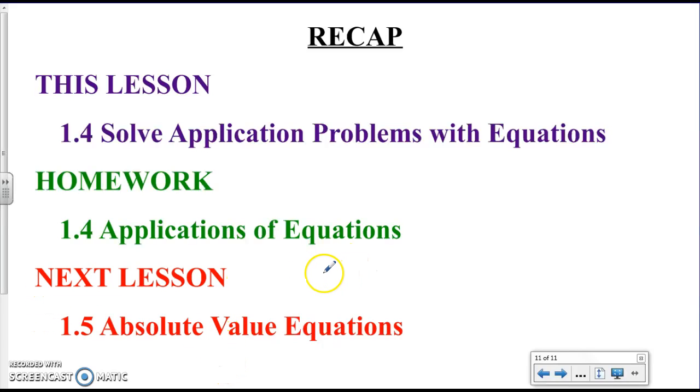And in my classes, if you have extended Algebra 1A, we are going to actually take a mini test before we do this next lesson. So we're going to squeeze that in before this.